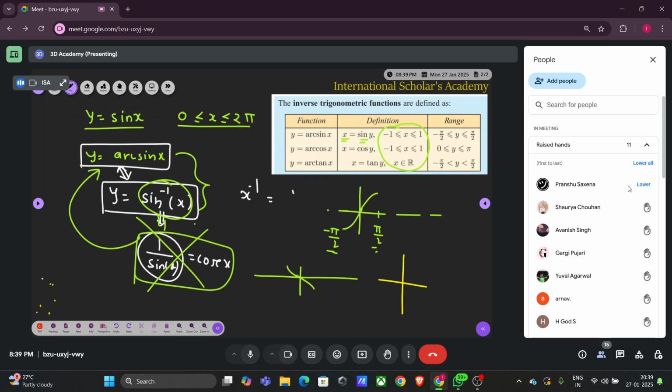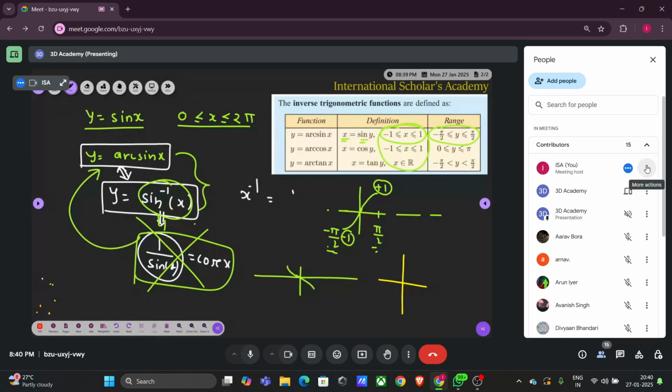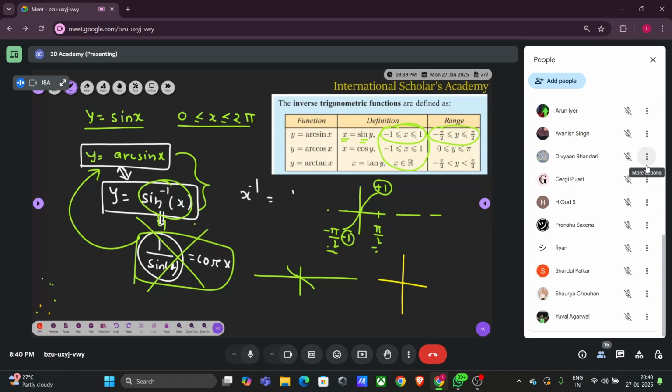For minus pi by 2, the lowest value is minus 1. Here the highest value is plus 1. Correct? That's why in an inverse function, your domain becomes range, range becomes domain. So its domain, minus pi by 2 to pi by 2, became its range. And its range, minus 1 to 1, became its domain. How many of you understood this part? Please raise your hands.